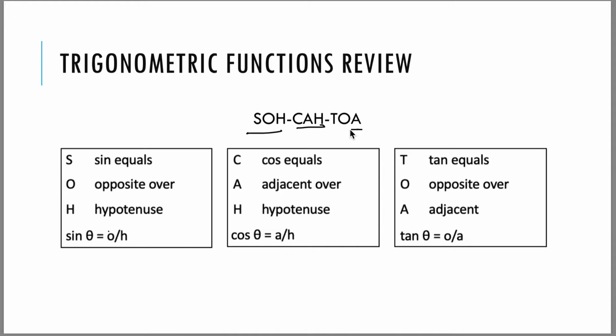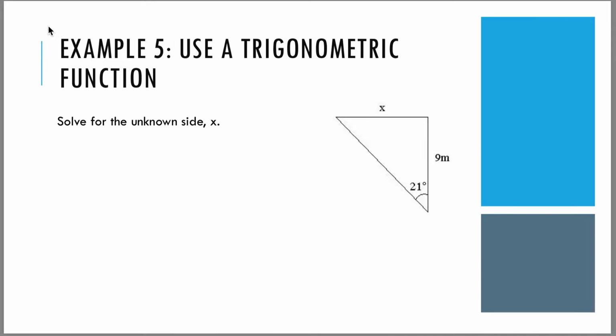So if you remember these definitions, then they'll allow you to solve for some of the unknown quantities in your right triangle. Let's take a look here. Solve for the unknown side x. This unknown side is opposite of our given angle. This is the opposite side. And the given 9 meters here is adjacent. So what we do is we realize that we want to know the opposite and we know the adjacent. So the trigonometric function that relates the opposite and the adjacent is the tangent function.